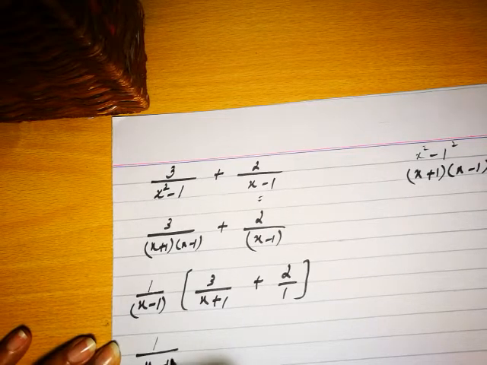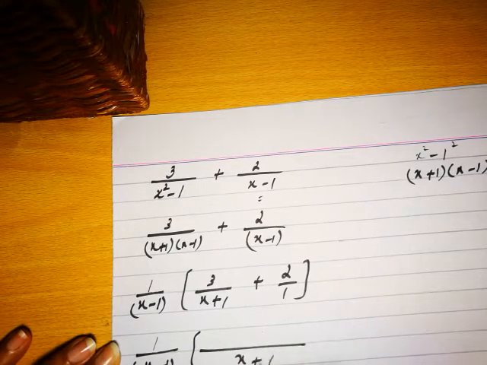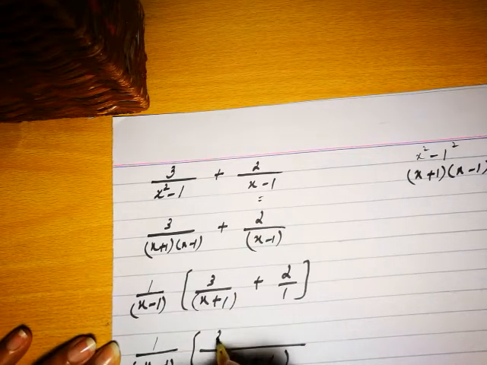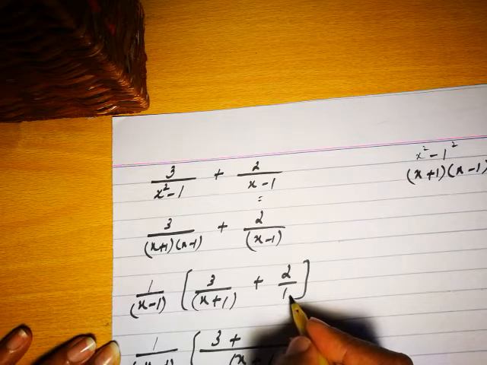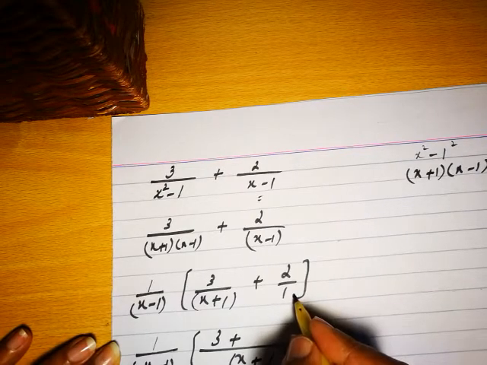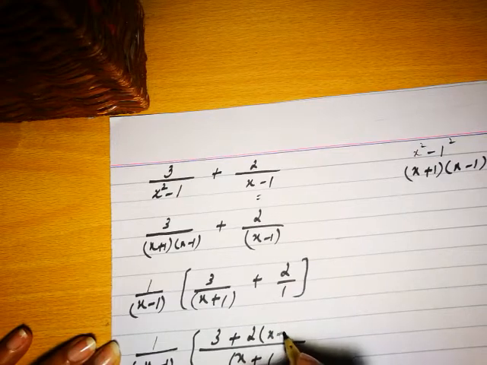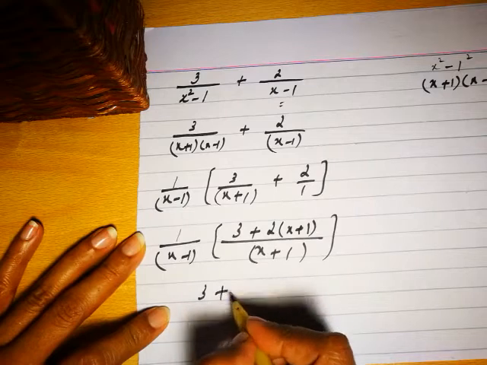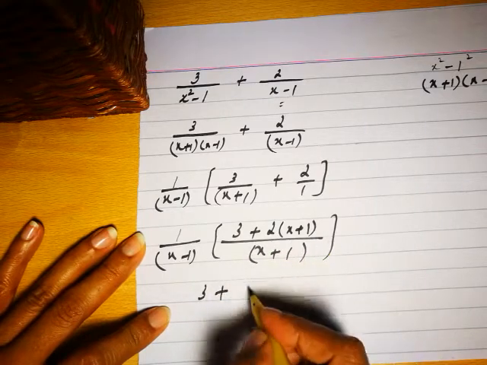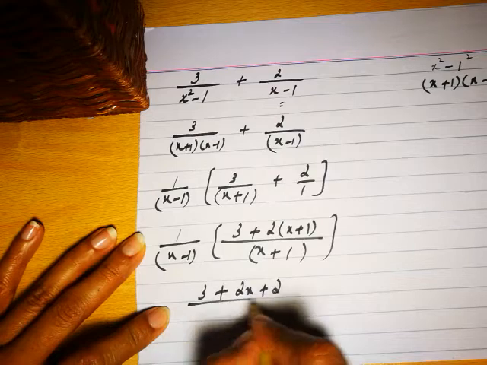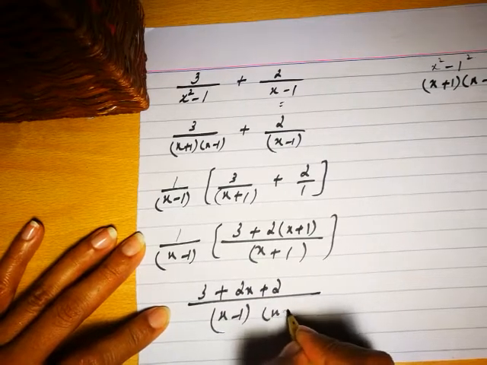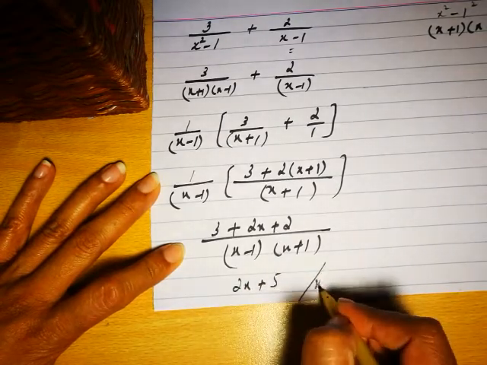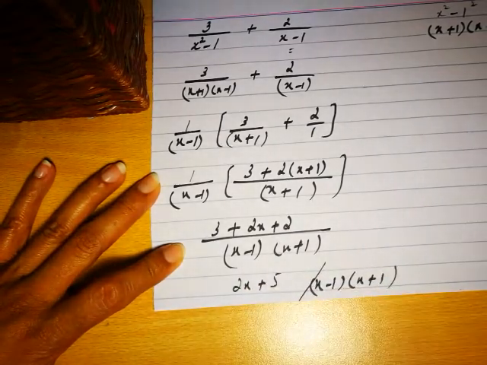How? I'm going to take LCM, that will be x plus 1. So there will be no change here because this is the very value I want. This will be 3 and 1. I need to multiply x plus 1 by 1 and by 2. So plus 2 x plus 1 will be much easier. So 3 plus, I'm going to multiply 2 by x and 2 by 1. So 2x plus 2 over x minus 1, x plus 1 will give me 2x plus 5 over x minus 1, x plus 1.